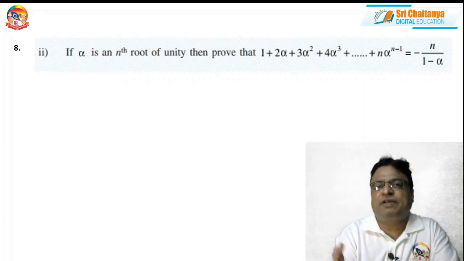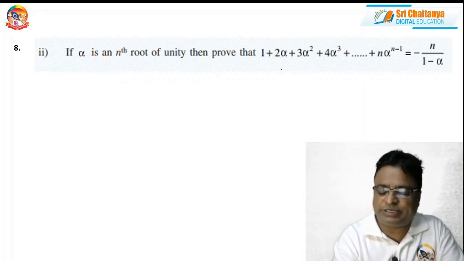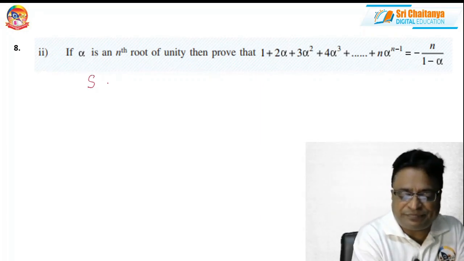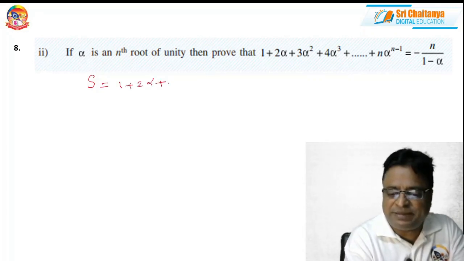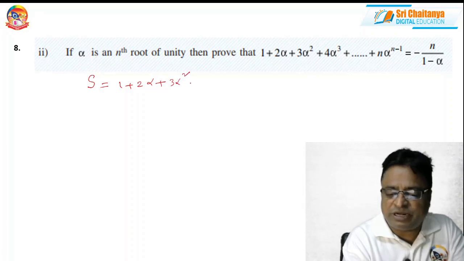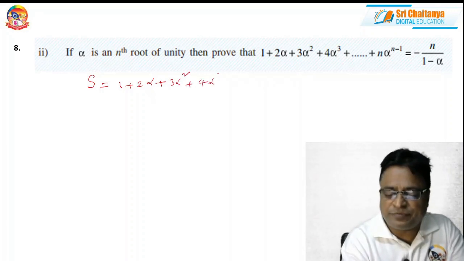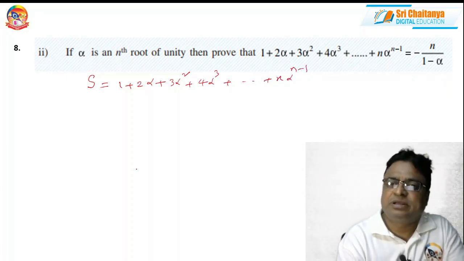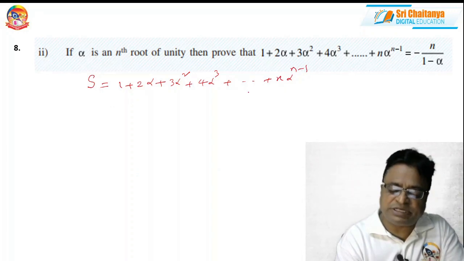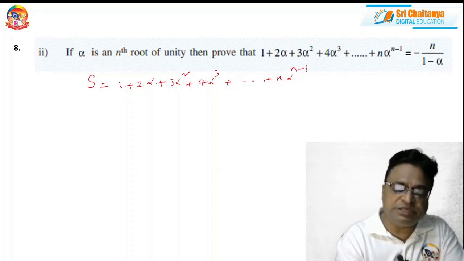Now, coming to the 9th problem, and this is somehow the tricky problem. What is given? Alpha is the nth root of unity and we have to show that. So let S be. It is just like an AGP, which we solved in our previous video. The same technique I am going to apply here again, because all the first terms in the given summation are in AP and all the second factors in the given summation are in GP.